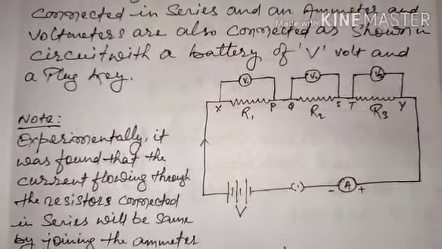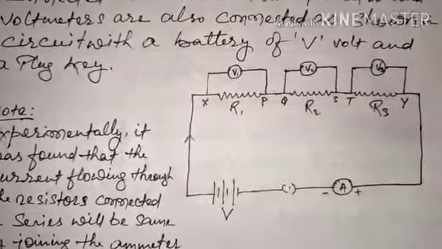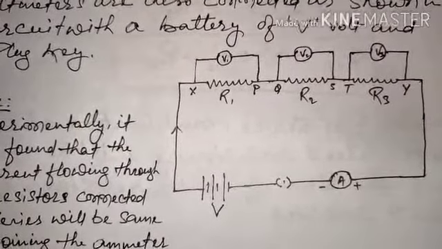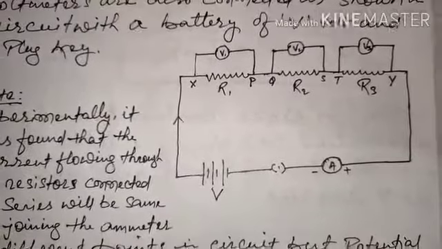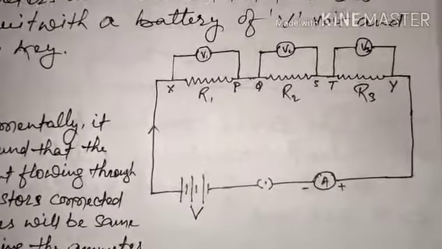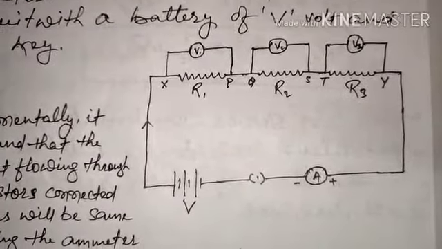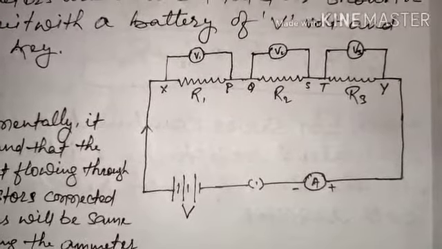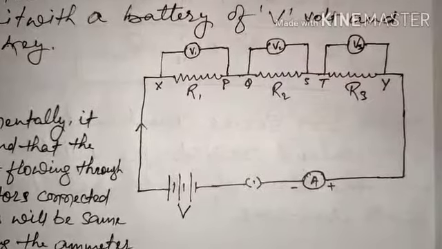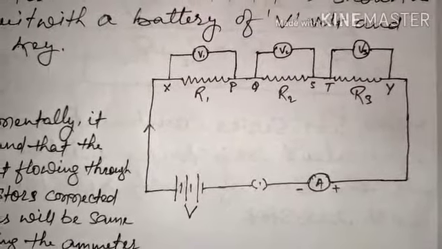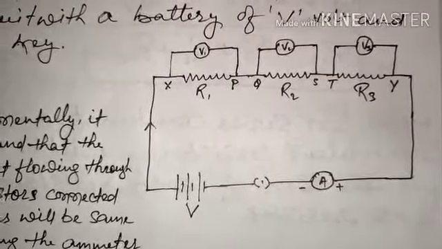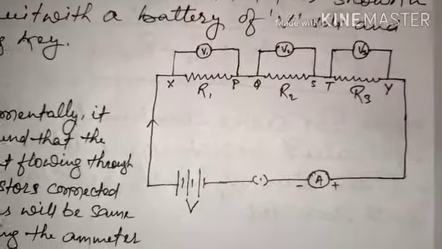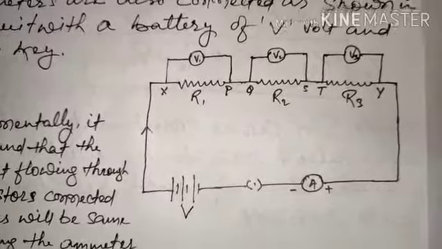like end-to-end combinations, and I have joined the voltmeter separately to all the resistors, so that we can find out the potential drop across each resistor, because experimentally it is verified that the potential is going to be distributed among the resistors joined in series, but not going to be distributed in parallel combinations. So that we'll discuss in detail in our next class.